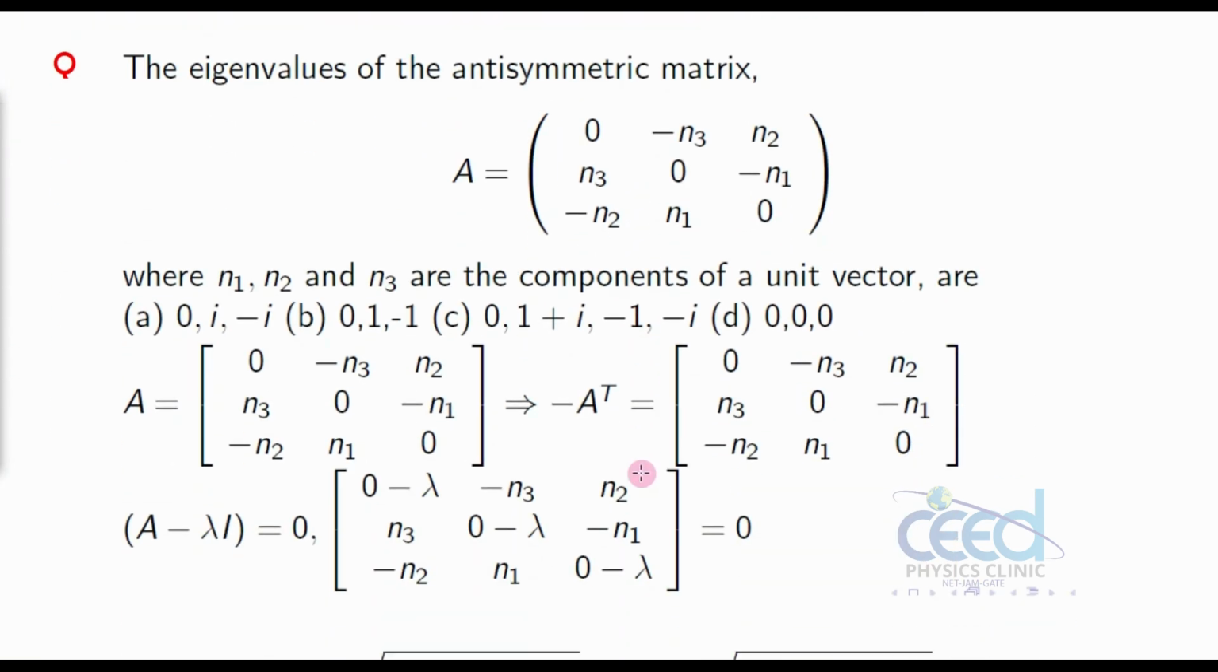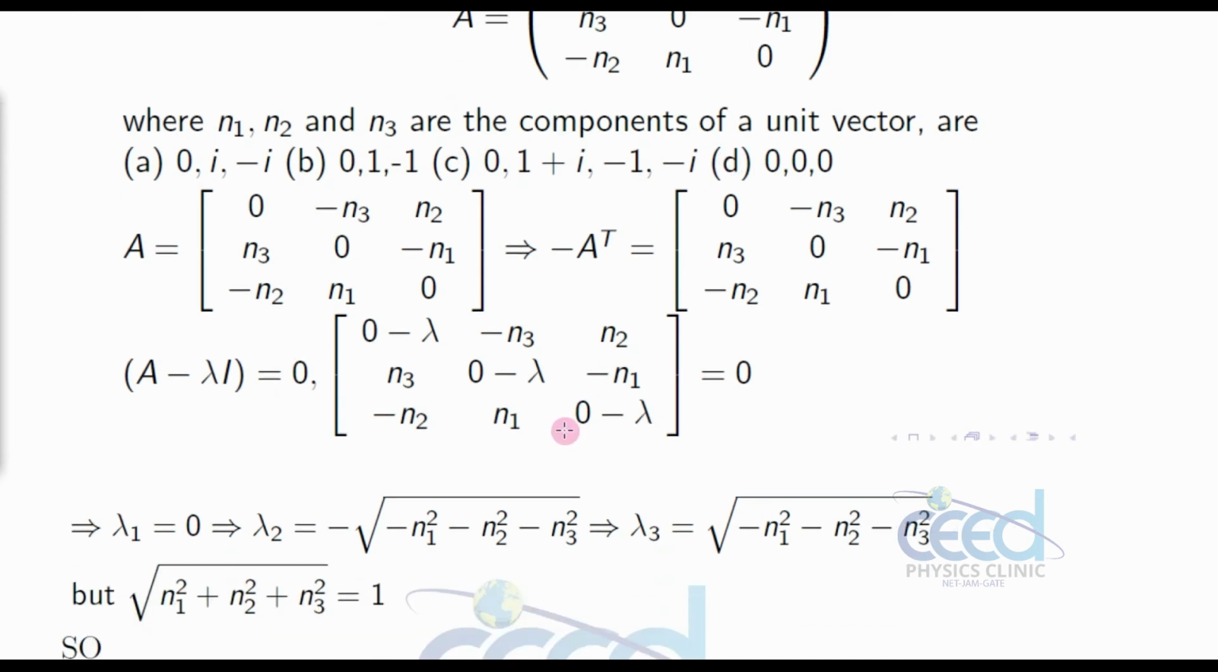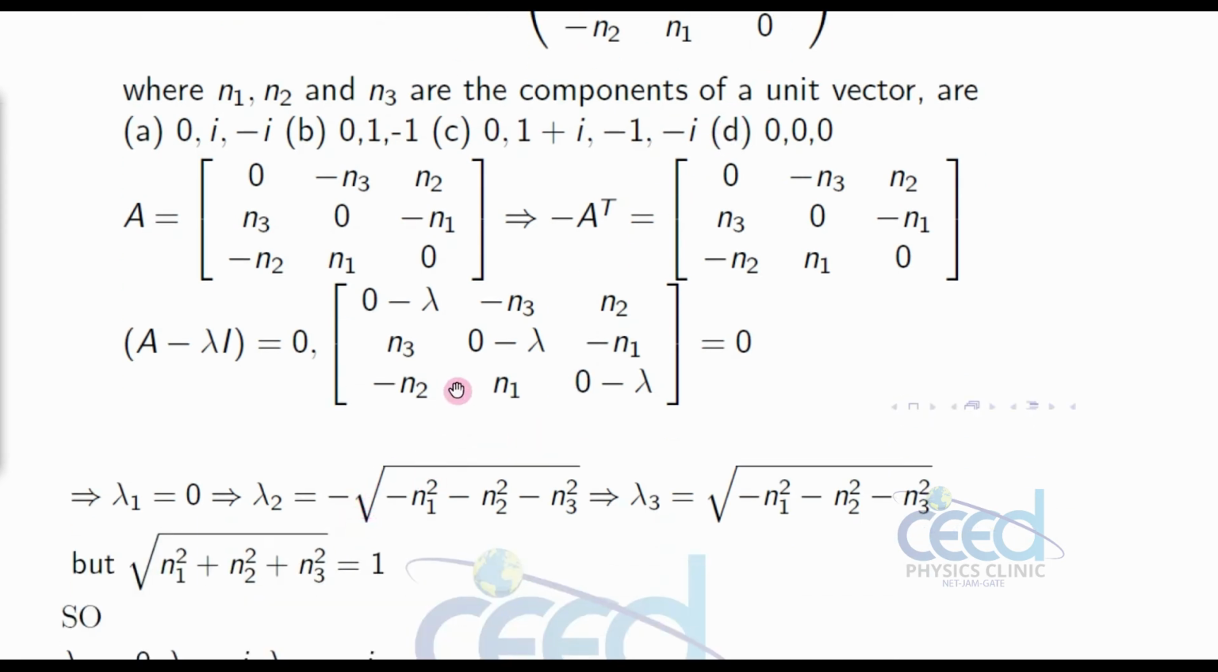See, the eigenvalues of the matrix A equal to 0, minus n3, n2; n3, 0, minus n1; minus n2, n1, 0, where n1, n2 and n3 are the components of a unit vector given in the question. Here options are given. You can do this by the ordinary method. These are all components of a unit vector, which means the sum of their squares is 1.